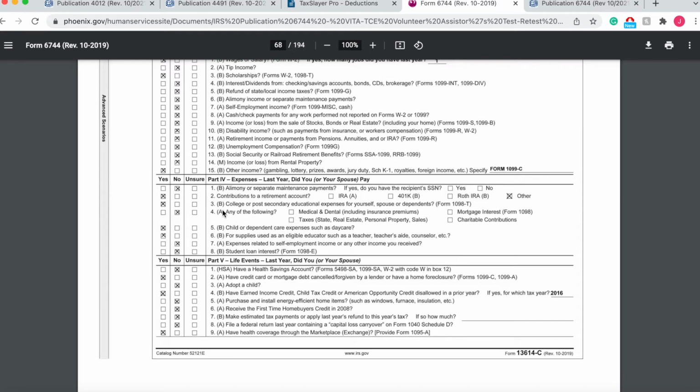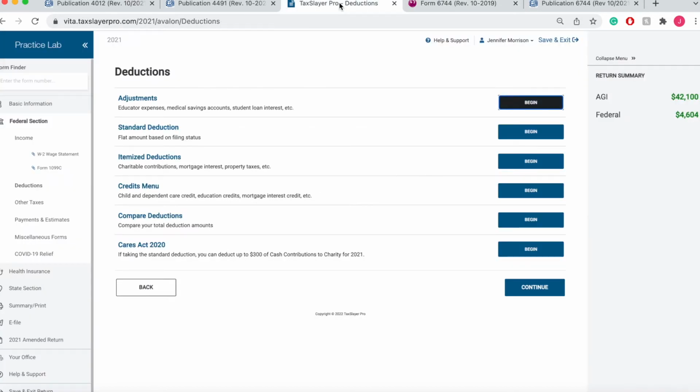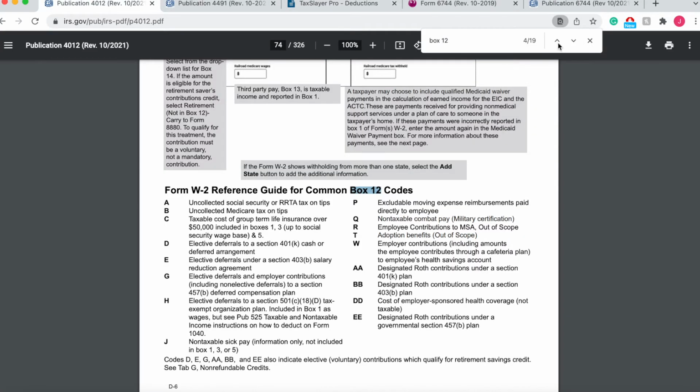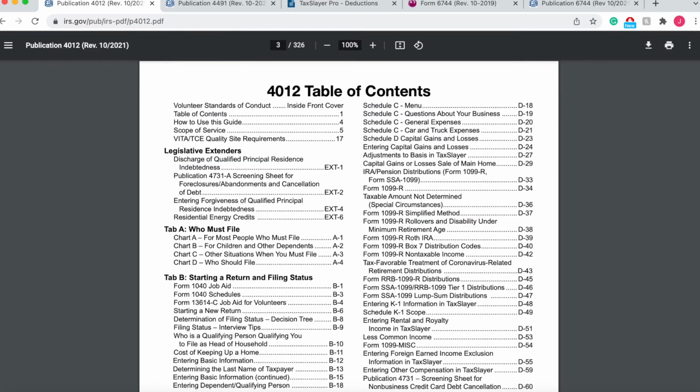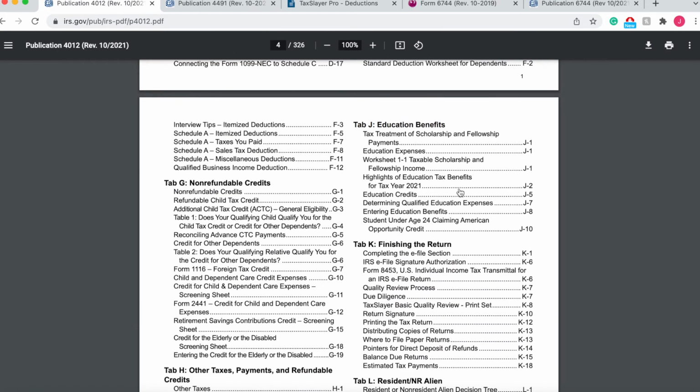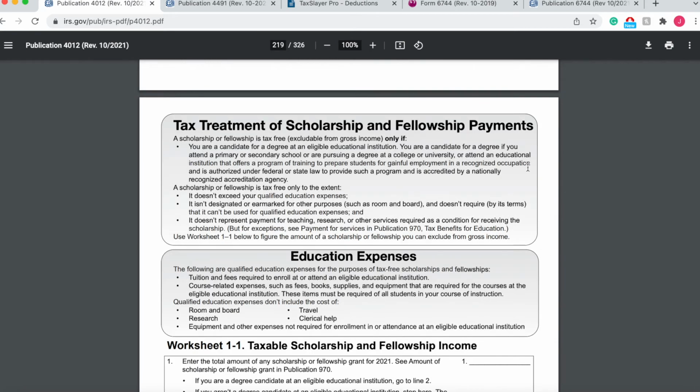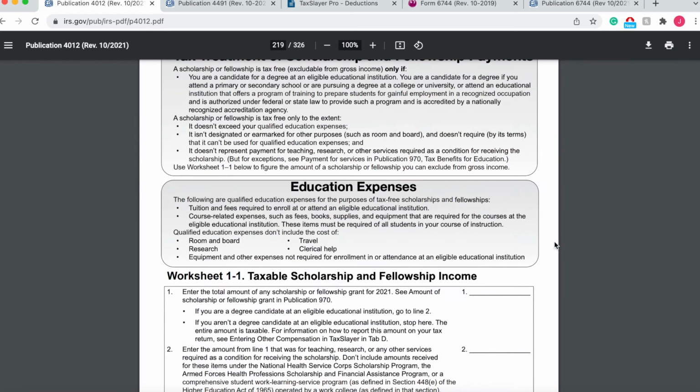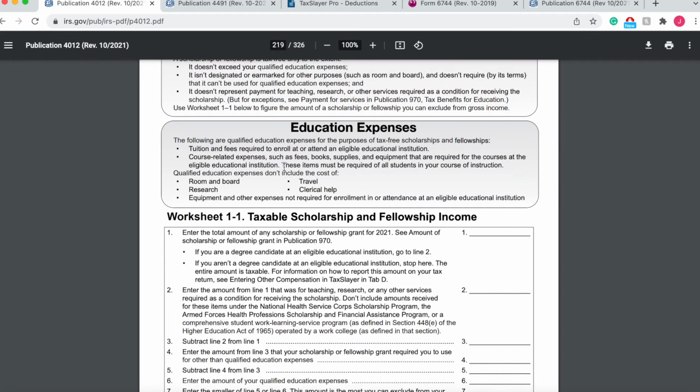And so what we're going to go straight to then is the college or post-secondary educational expenses for, in this case, one of Jennifer's dependents. We are going to head over to tab J, which all of us will become very familiar with. We are going to come here to the education expenses to actually determine what we can add to them.